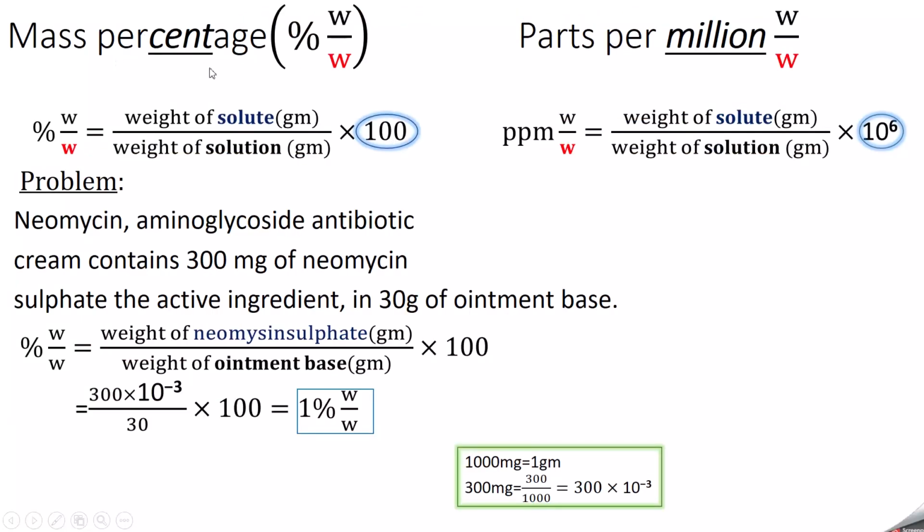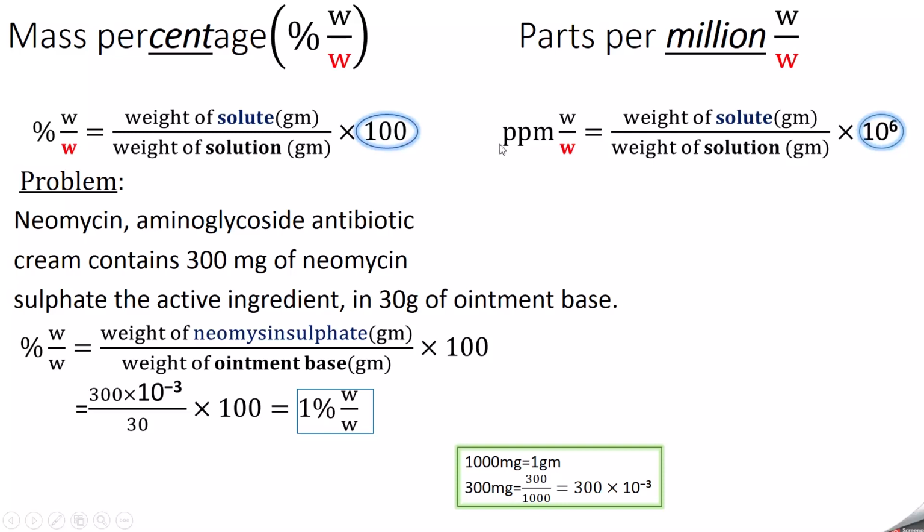So first we'll take mass percentage, that is percentage weight by weight. The numerator refers to solute, the denominator always refers to solution except in molality where it represents solvent. So first we will take percentage weight by weight. Here you can write weight of solute in gram divided by the weight of the solution in gram into 100. It is multiplied with 100 because it is percent.